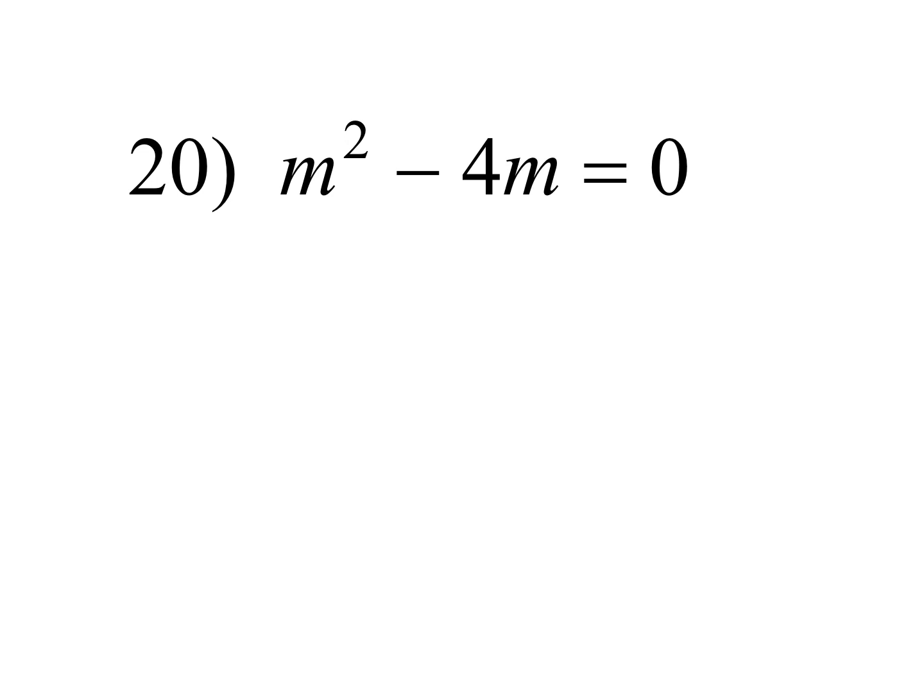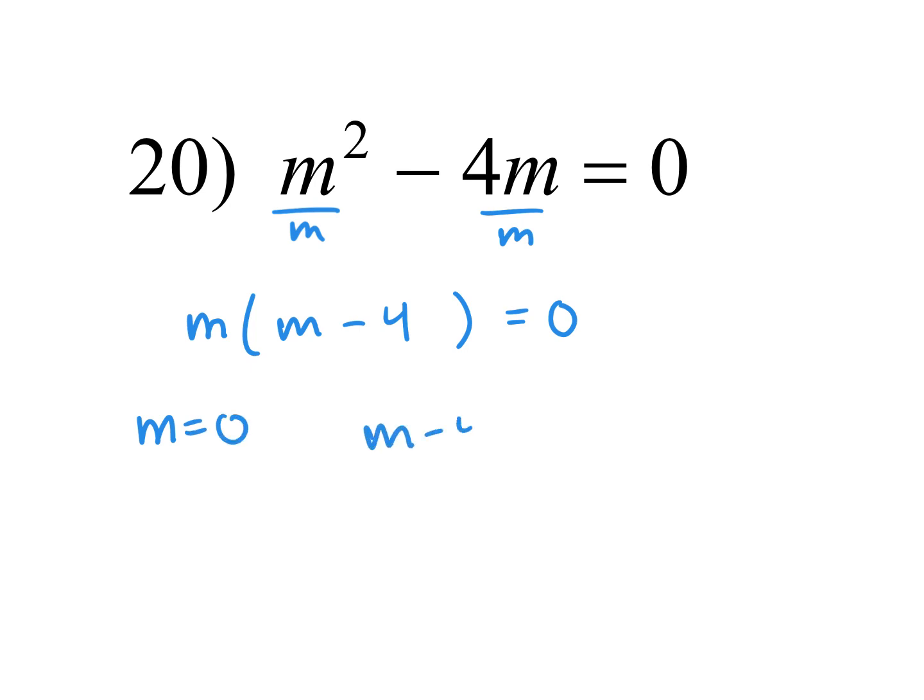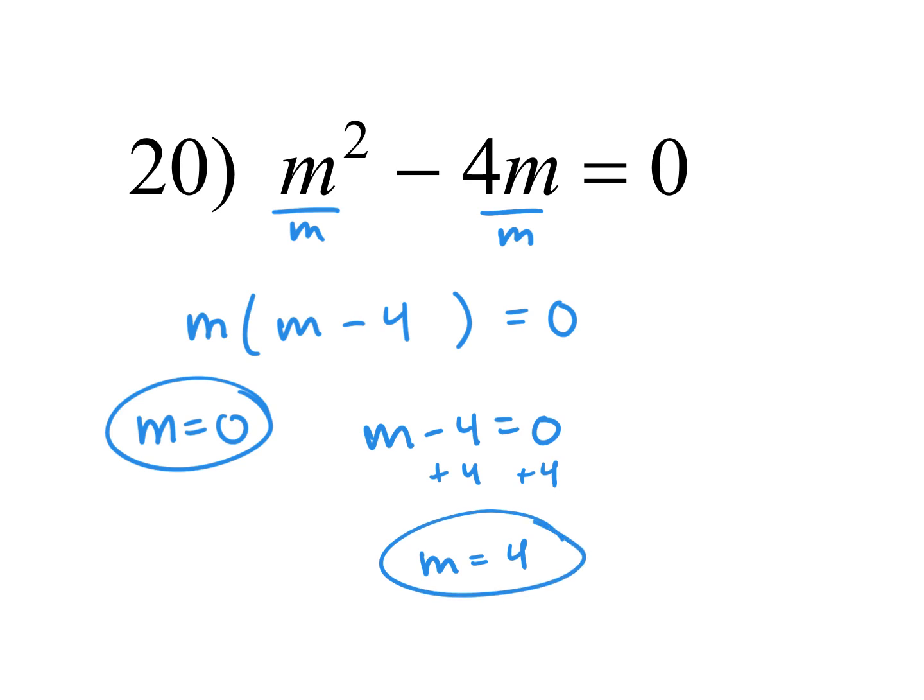Matthias, what should I do first for 20? Could you divide them with a common factor? What's my common factor? Would it be 1? What do they both have in common? An m. So I can take out an m. So I have m on the outside, and what's left on the inside? M minus 4. So then I set m equal to 0, and m minus 4 equals 0. So m is equal to 0 is already an answer. And then add 4 on both sides, so m is equal to 4. Good job.